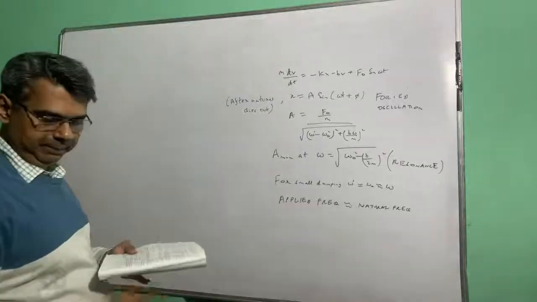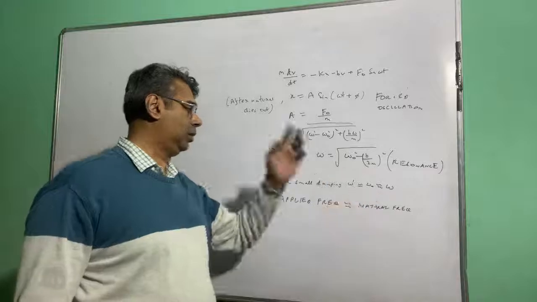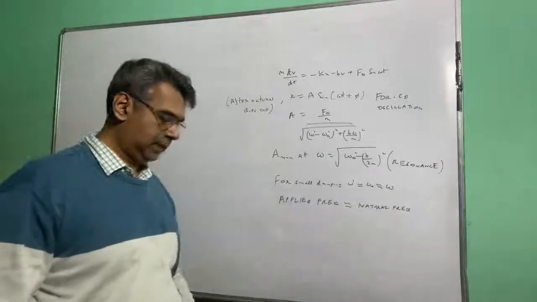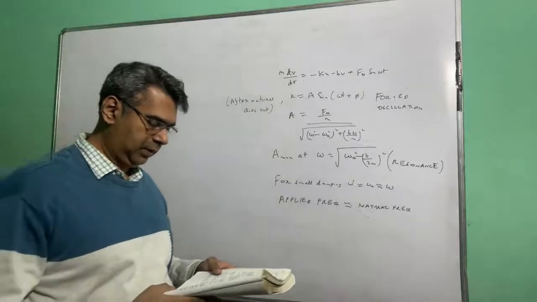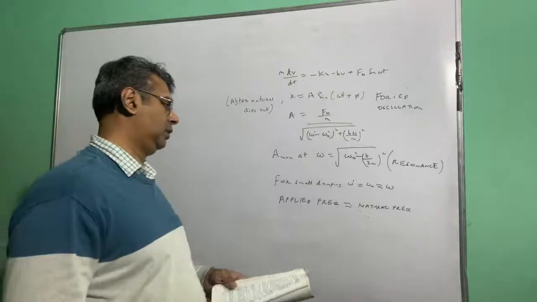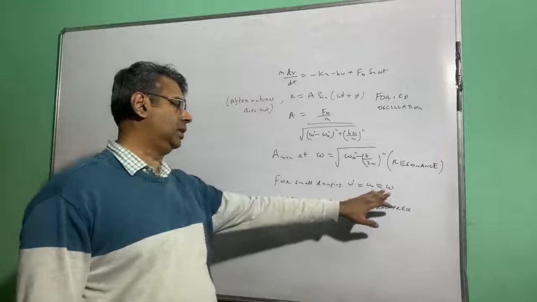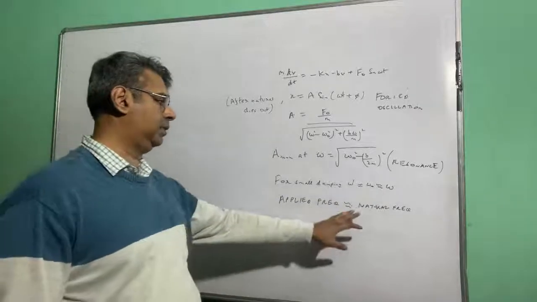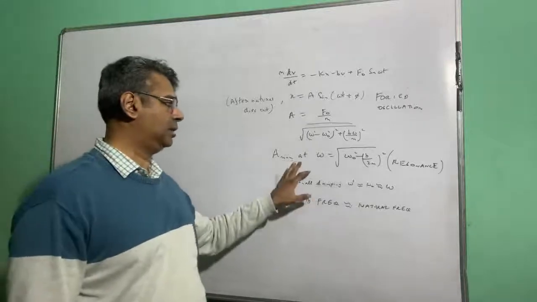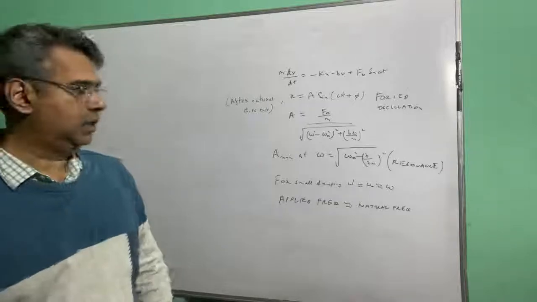So for small damping, omega dash is approximately equal to omega 0, which is approximately equal to omega. So the applied frequency is approximately equal to the natural frequency. When there is small damping, omega 0 and omega are almost equal, that means applied frequency is almost equal to natural frequency. When that happens, amplitude is maximum. That condition is called resonance.